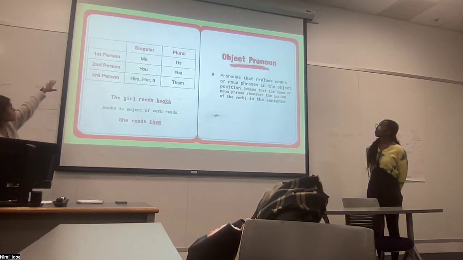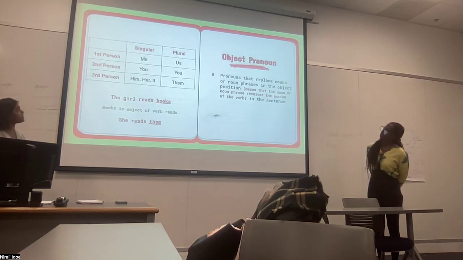Okay, so for our object pronouns, singular, we have me, first person, you, again, second person, him, her, it for third person, and then for plural, us, first person, you, second person, and them, third person.